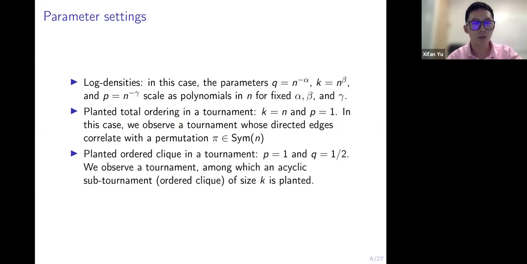And we consider the situation of a planted ordered clique in a tournament, where p is equal to 1, meaning that we observe a tournament, and q is equal to 1/2, meaning that whenever we have two vertices within the planted community, the directed edge between them is going to point in the direction given by the latent ranking, and the sub-tournament induced on this planted community is acyclic.